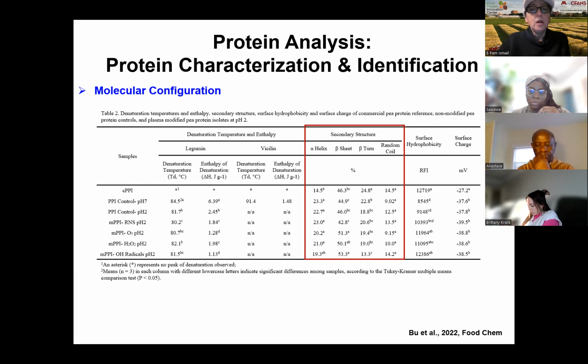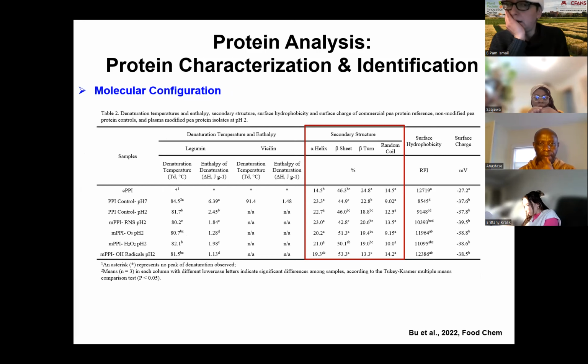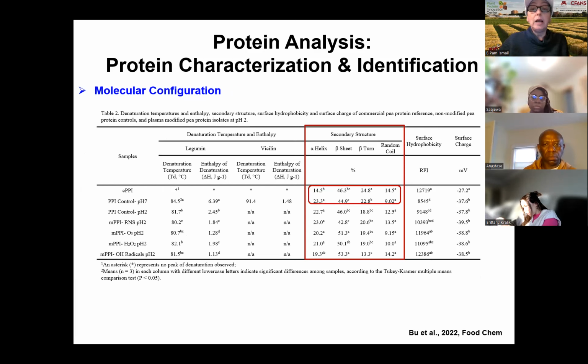We also use it, this is an example from Fan's master's work where she did cold plasma, and she looked at the changes in the secondary structure of the protein. And for example, let me see. So here, just looking at the commercial pea protein versus our pea protein that we produce in the lab, you'll see less alpha helix and more random coil in the commercial one than the one we produce in the lab, which has more native structure.